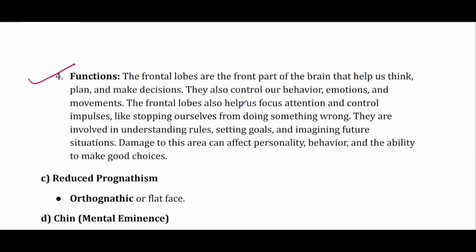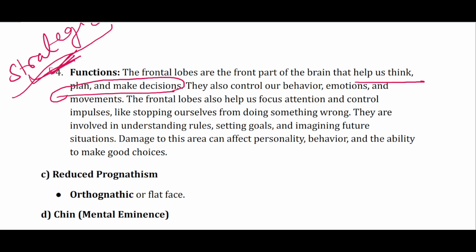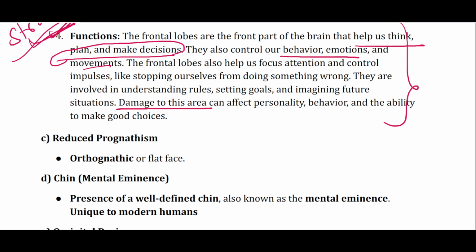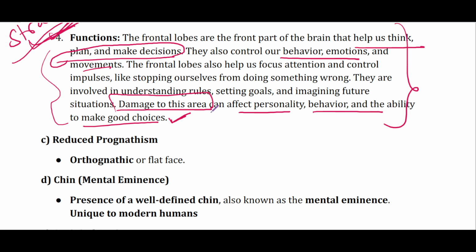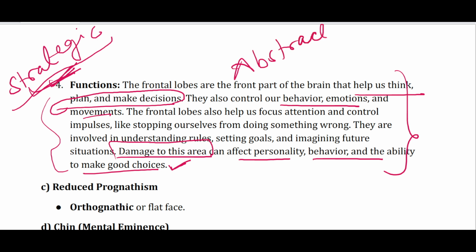Then the functions of frontal lobes, so I have told you a little already, they help us think, plan and make decisions. So it was a serious strategic evolution, because it was this thinking, planning, and decision making which helped us evolve into the highest manipulator of the environment in the animal kingdom. The frontal lobes also control behavior, emotions, and movements. And then damage to this area, yes, I want to highlight this thing. If there is damage to the frontal lobes, it can affect personality, behavior, and the ability to make good choices. And that's why the evolution of this, which controls a lot of abstract things, is absent from other species of the animal kingdom.